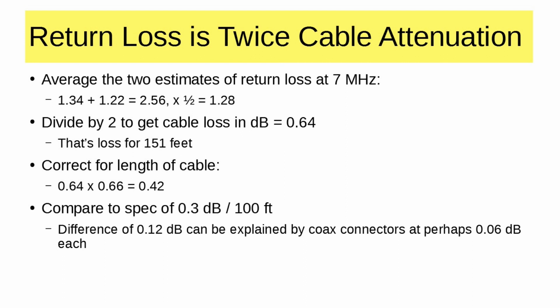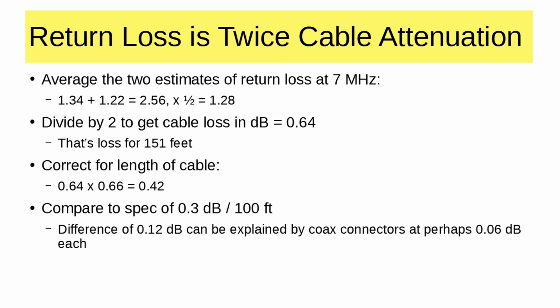So if we take the two estimates of return loss at 7 megahertz, 1.34 dB and 1.22 dB, they average to 1.28 dB. Now divide by 2 to get the cable loss in dB is 0.64. That's the loss for 151 feet of cable. So if we correct for the length of the cable, by multiplying by 0.66 to get from 150 down to 100, we get a cable loss of 0.42 dB. Now the specification is 0.3 dB for 100 feet.